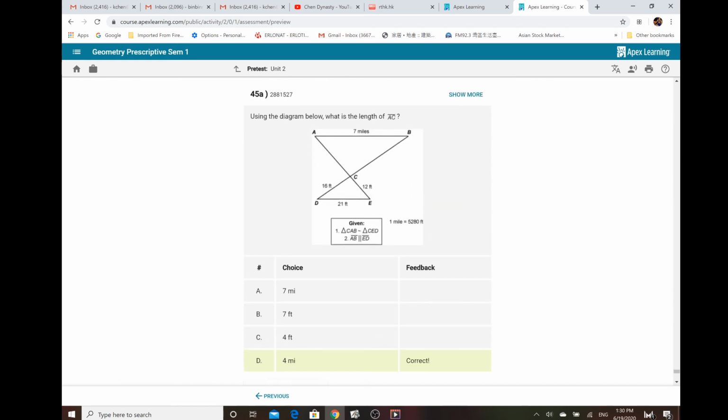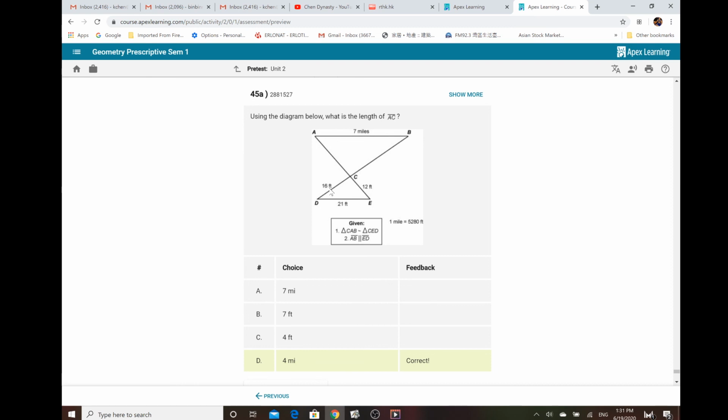And then 45, showing that the triangles look quite similar. Triangle ABC is similar to triangle ECD. So what's the length of AC? Right here, the length of AC. So we can set up the proportionality statement once again. 7 over 21 is the same ratio as AC over 16. So 7 over 21, that'll be 1/3.